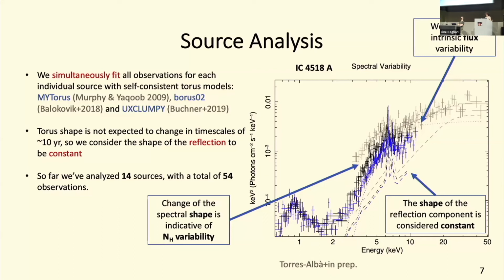However, the shape itself of the reflection component, we consider that it's constant, and it's this trick that allows us to place much tighter constraints in the fitting, both of the general torus properties and of the average NH and the line of sight NH at different epochs when compared to single epoch fittings. And so far, following this method, we have analyzed 14 sources with a total of 54 observations.